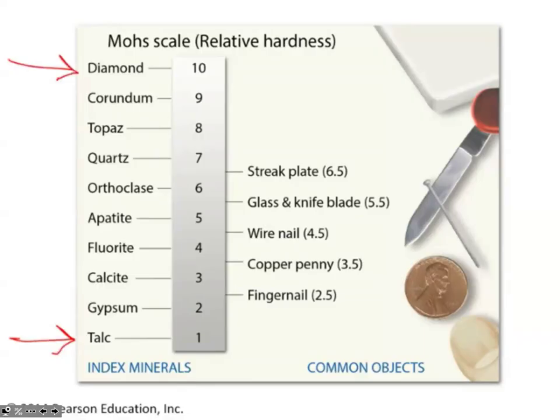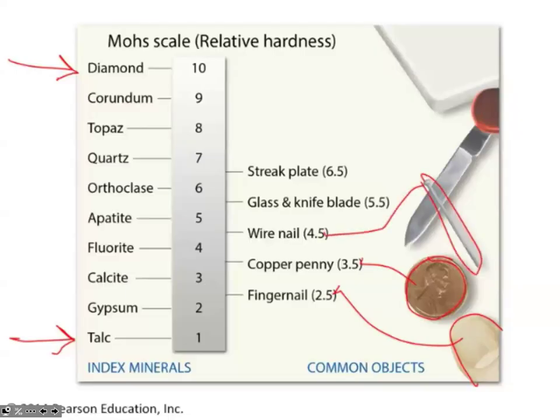Our penny is an example of an object of known hardness. So a penny is a hardness of 3.5. The previous example where we were able to scratch the mineral with our penny means that our mineral must be softer than 3.5. Another object that's often useful is your fingernail. Your fingernail is a 2.5 on the Mohs scale of hardness. A wire nail clocks in at 4.5.